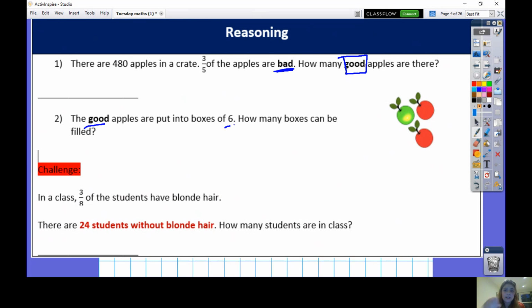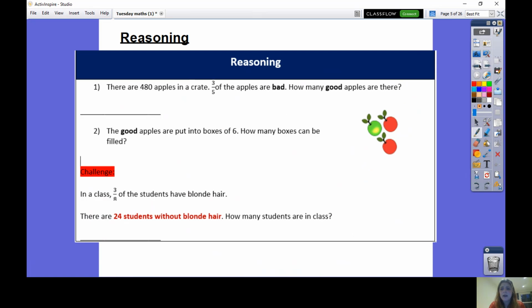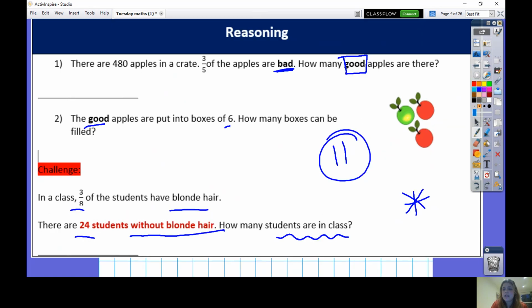Your challenge question, and this is only for those of you who would like to have a go at it. In a class, 3/8 of the students have blonde hair. 24 students don't have blonde hair. How many are in the whole class? Okay, I'm going to ask you now to pause the video and have a go at these questions. It's really important to make sure you're being honest and showing integrity by doing the questions before you look at the answers. Right, we're going to start going through the answers now.